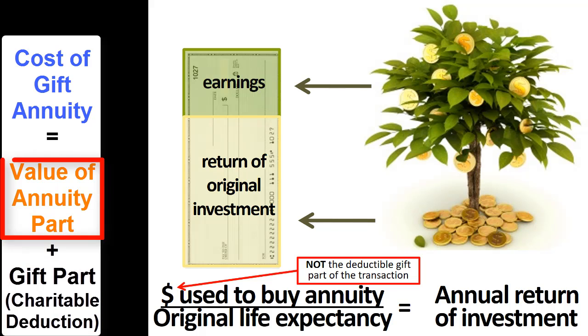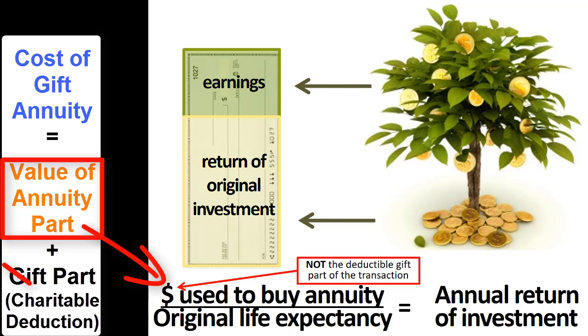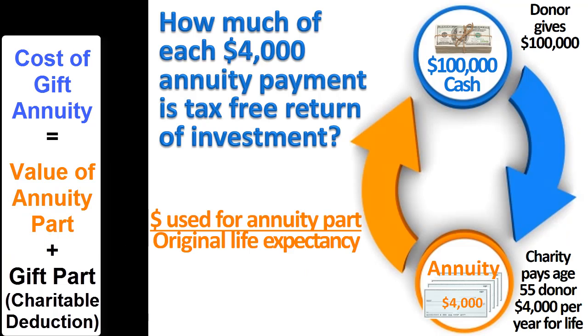The rest of the money used to purchase the charitable gift annuity, in other words, not the deductible gift part of the transaction, is the money used to purchase the annuity part. It is this part of the transaction that is the investment part, in other words, not a gift. Consequently, this is the part of the transaction that can become tax-free return of investment. The gift part of the transaction cannot become tax-free return of investment because it was given to the charity as a deductible charitable gift.